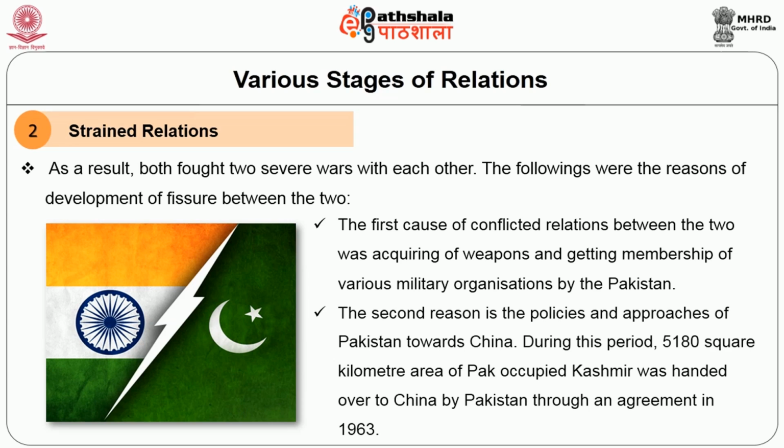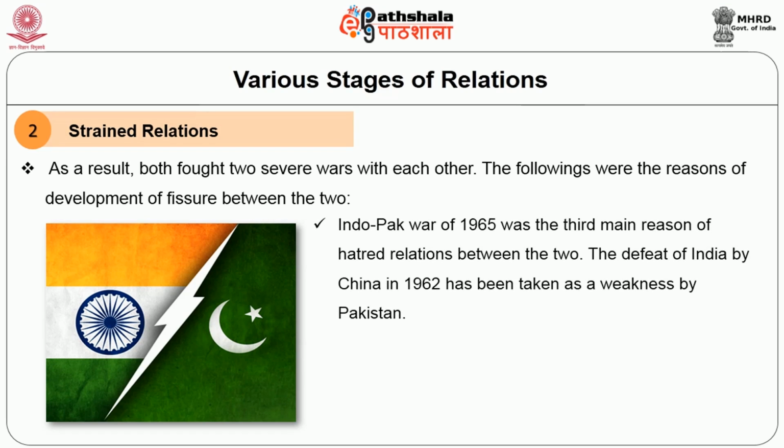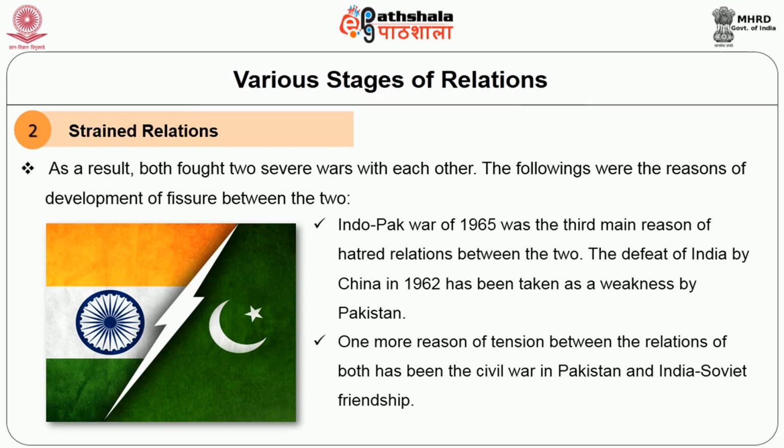During this period, 5,180 square kilometers of Pak-occupied Kashmir was handed over to China by Pakistan through an agreement in 1963. The Indo-Pak War of 1965 was the third main reason of hatred between the two. The defeat of India by China in 1962 was taken as a weakness by Pakistan. One more reason of tension between the two has been the civil war in Pakistan and the Indo-Soviet friendship.